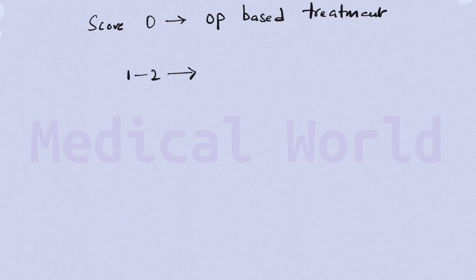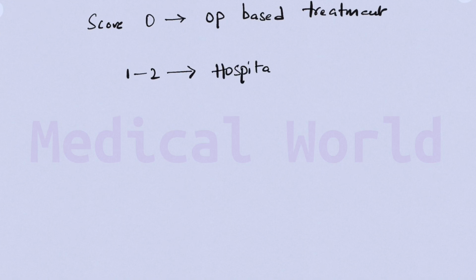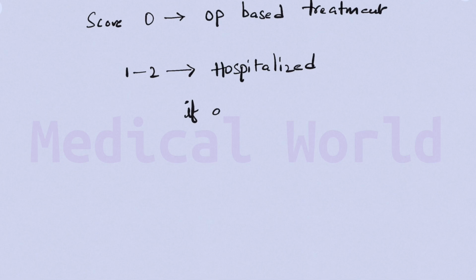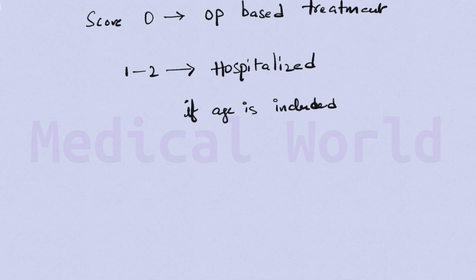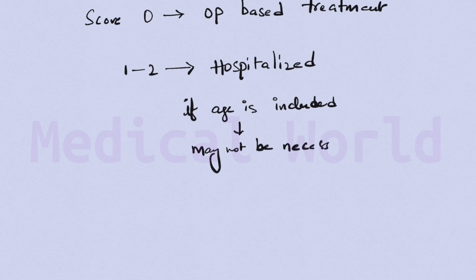If the score is 1 or 2, the patient should be hospitalized unless the score is entirely or in part attributable to an age of more than 65 years. In these cases, hospitalization may not be necessary.